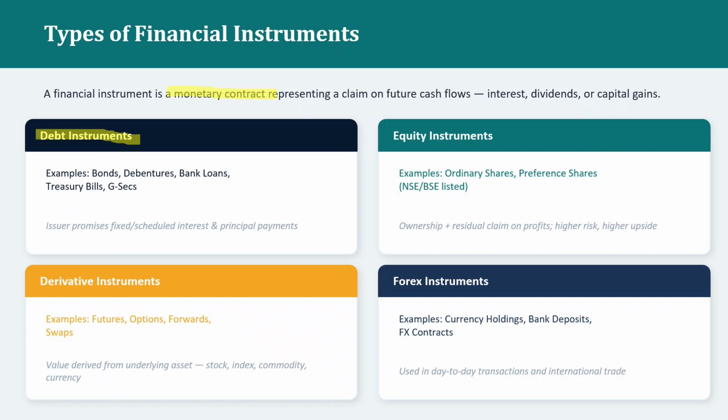Now, second, let us move on to the equity instruments. Equity instruments generally represent ownership in a company. When you buy shares, you become a part owner. So typical equity instruments are ordinary shares, that is equity shares, and preference shares that trade on the stock exchange like the National Stock Exchange or the Bombay Stock Exchange.